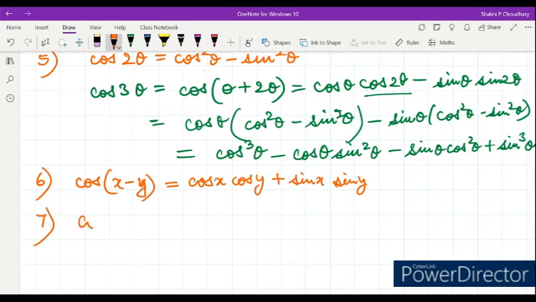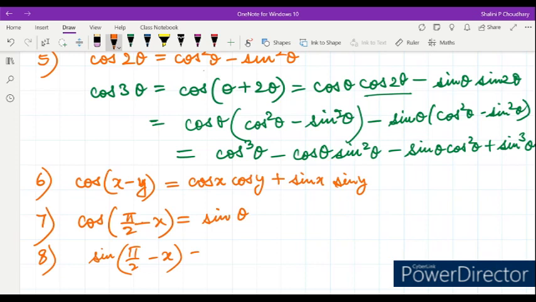And cos(pi/2 - x) is equal to sin x. Similarly, sin(pi/2 - x) is equal to cos x.